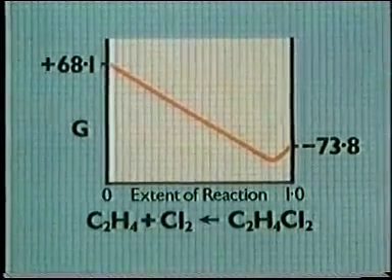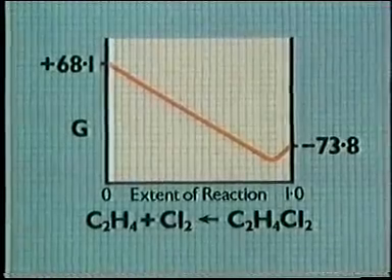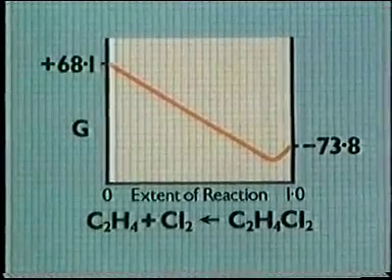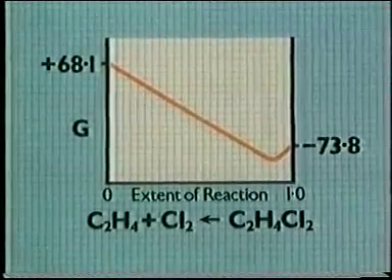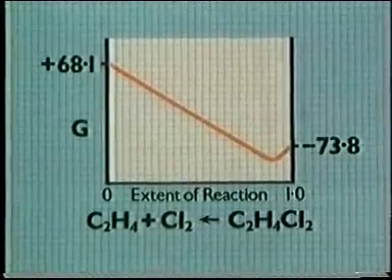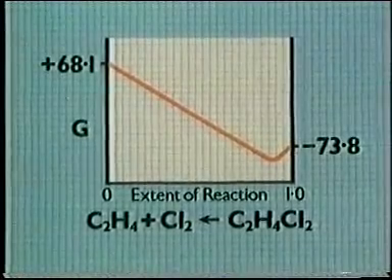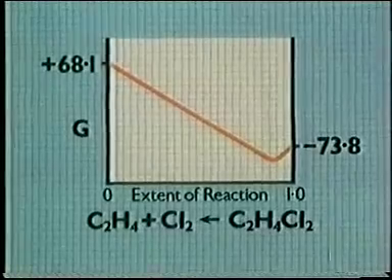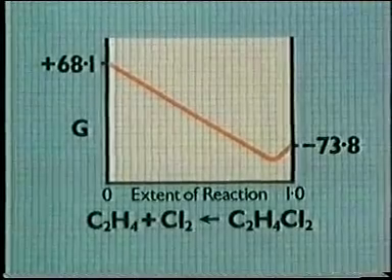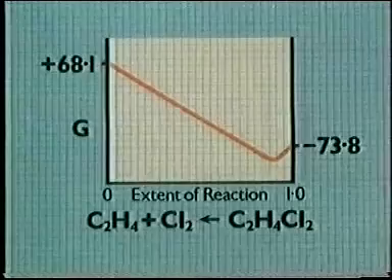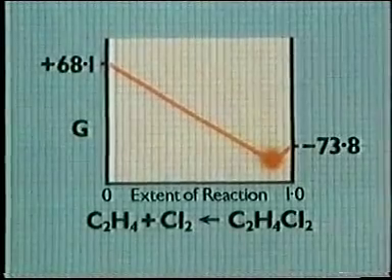What about the reverse reaction? Well, the curve tells us that we can never get pure 1,2-dichloroethane. Dichloroethane will spontaneously dissociate into ethene and chlorine until the minimum point on the curve is reached, at this point here.